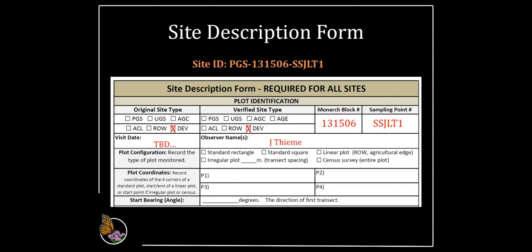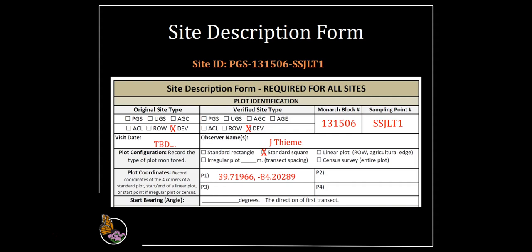We leave the visit date to be determined, and we can fill this out on the first day that we visit the site in the field. The observer name is filled in, and then we mark the plot configuration. This was a standard square as we measured with the mapping tool. We record the point 1 coordinates, which we obtained by registering the site and then clicking on that site. That's enough information to take in the field.